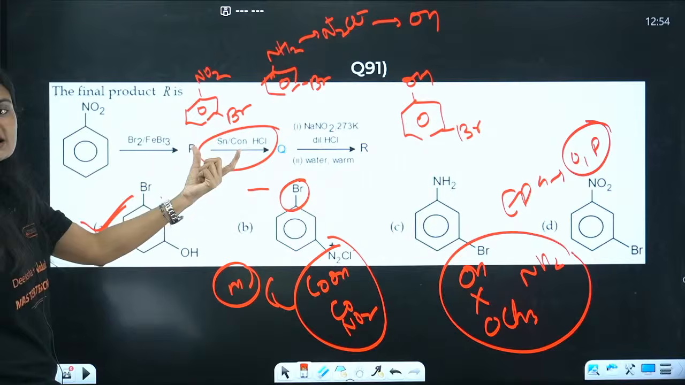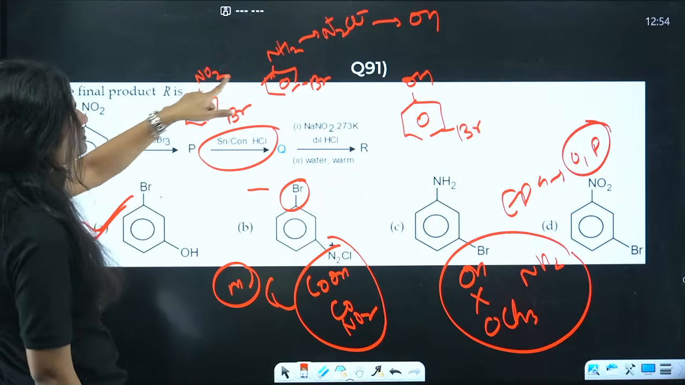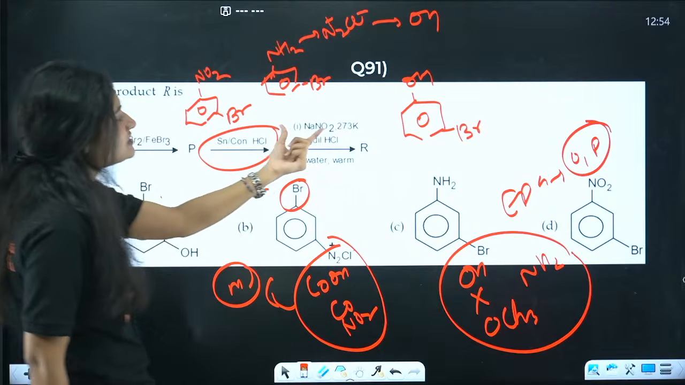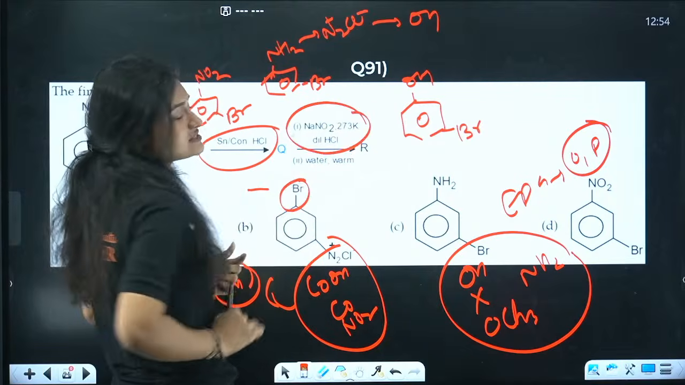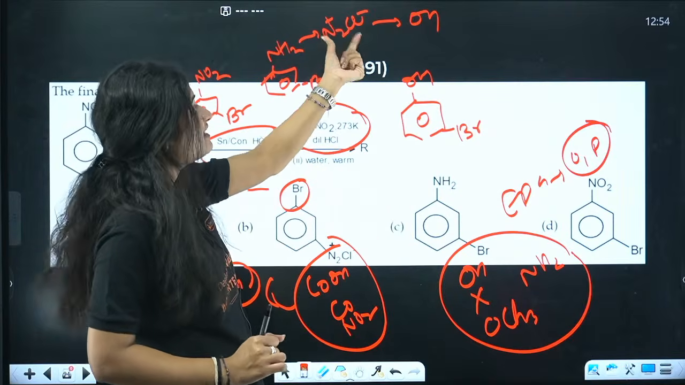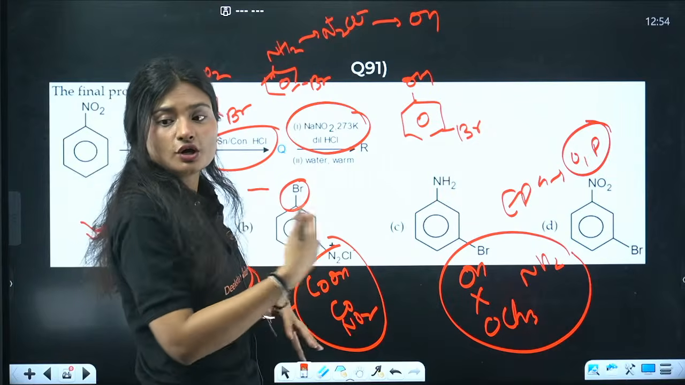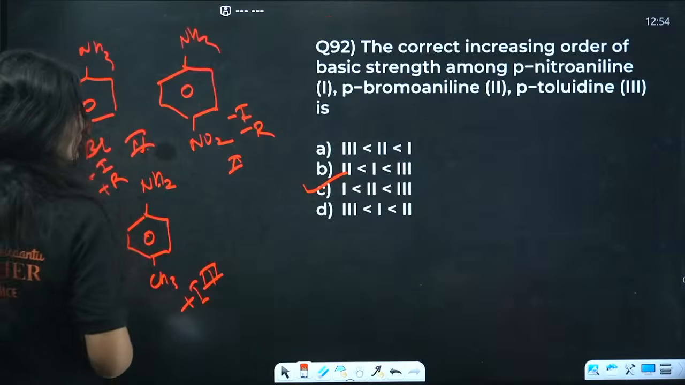Now after this is reduction. Tin in concentrated HCl is reduction, okay. So if you reduce it, it reduces to aniline. After that, this is diazotization with nitrous acid, and we'll get N2Cl, and we have water here. In water, this diazonium salt is very reactive. It will get converted into OH, okay.